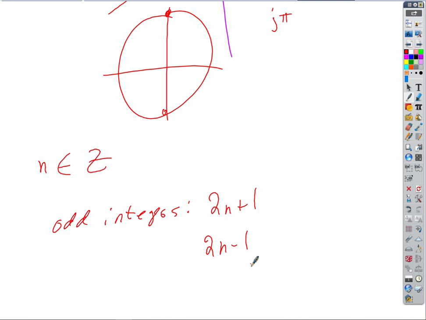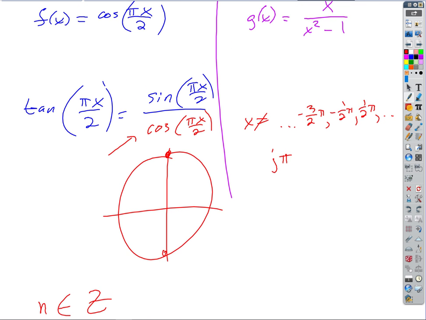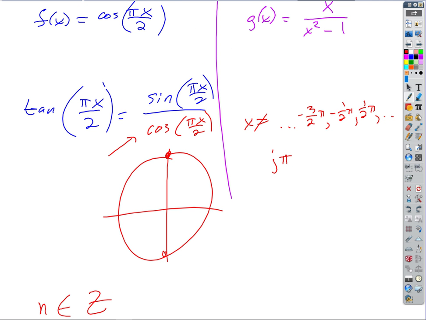Either one. So up here, if we wanted to list the set of all the possible discontinuities, we could say 2n minus 1 times pi halves, or 2n plus 1, take your pick, it doesn't matter, where n is an integer. I'm not going to give you one like that on the test this time. Does that make sense, though? So there's lots of them for that one.